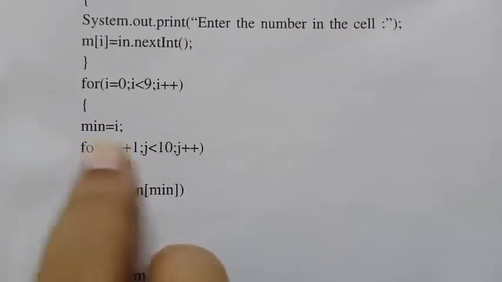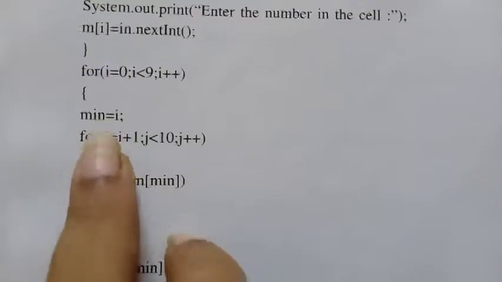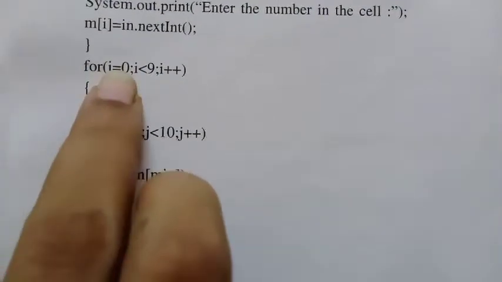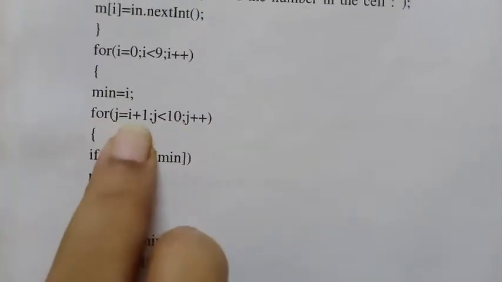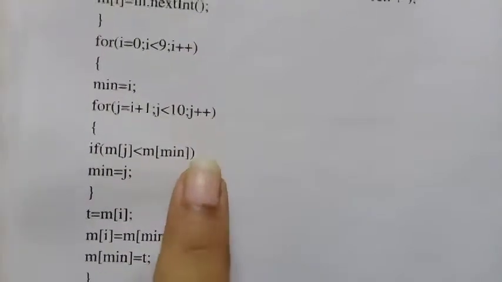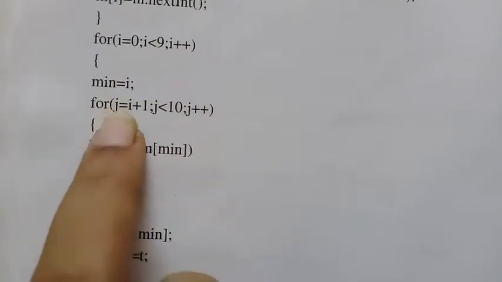Okay, so minimum we have taken as i. Minimum means min is equal to i, in the first iteration of i, 0. So min will be having the 0 value. Then another loop, j is equal to i plus 1, because you are going to compare the 0th element with the next element, the i plus 1 element. That's why j is equal to i plus 1. So j is less than 10, j plus plus. So if m of j, that is here j will be 1, so m of 1 is less than m of 0, we are going to check.